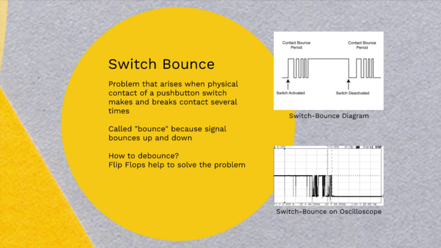There are several ways to resolve this problem, and it is commonly referred to as debouncing. One hardware solution to switch bounce is the introduction of a flip-flop, a pair of cross-coupled NOR gates. This produces a rising or falling edge that can be reliably detected as the relevant switch signal.